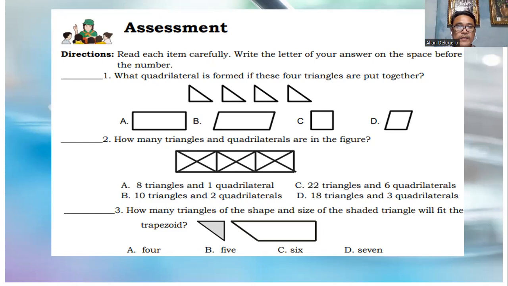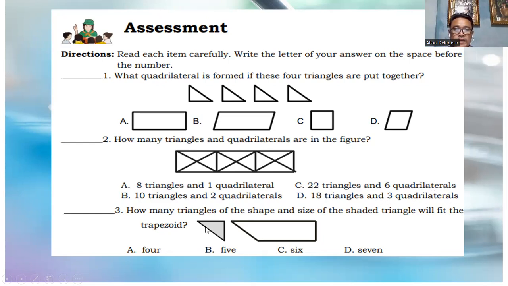Number 1. What quadrilateral is formed if these 4 triangles are put together? A, B, C, D. 2. How many triangles and quadrilaterals are in the figure? A, 8 triangles and 1 quadrilateral. B, 10 triangles and 2 quadrilaterals. C, 22 triangles and 6 quadrilaterals. D, 18 triangles and 3 quadrilaterals.